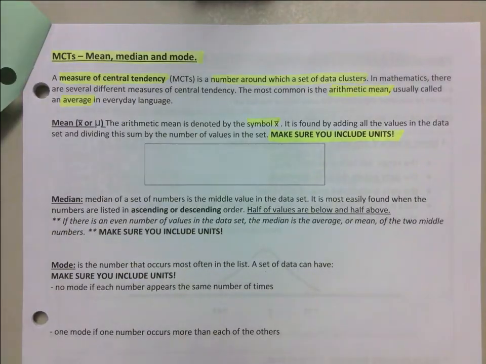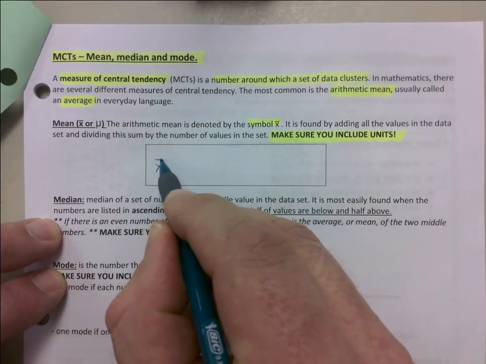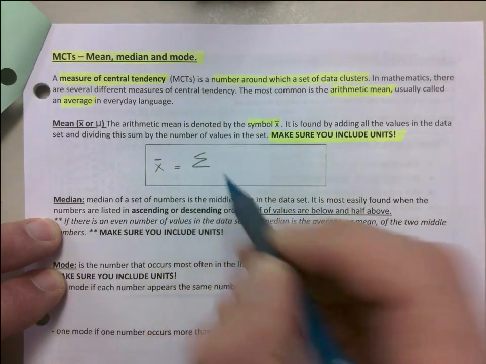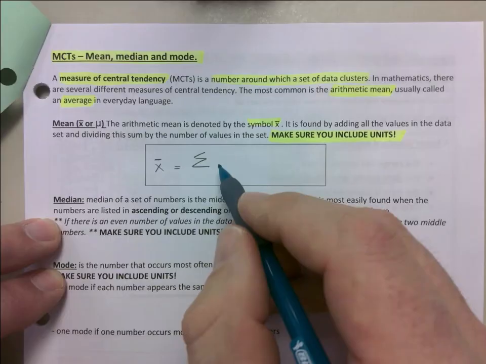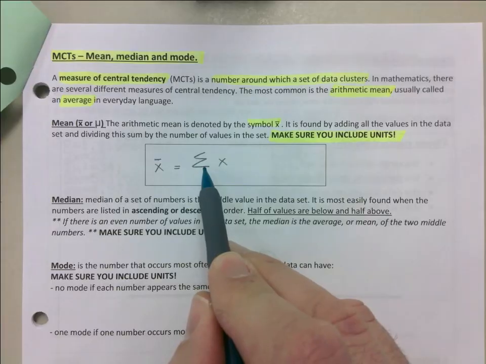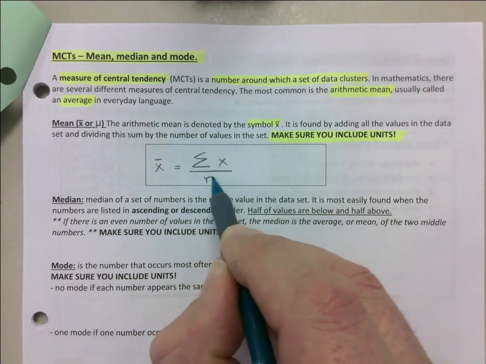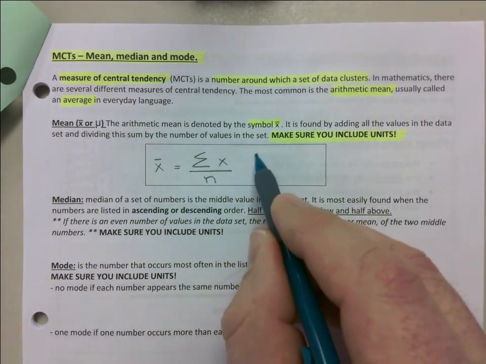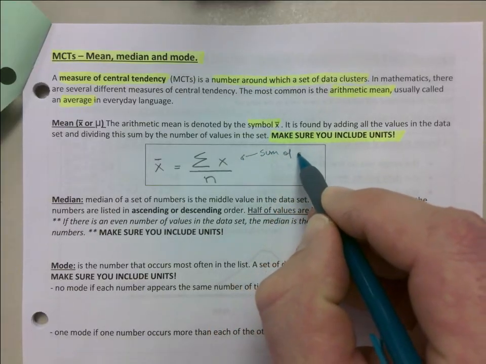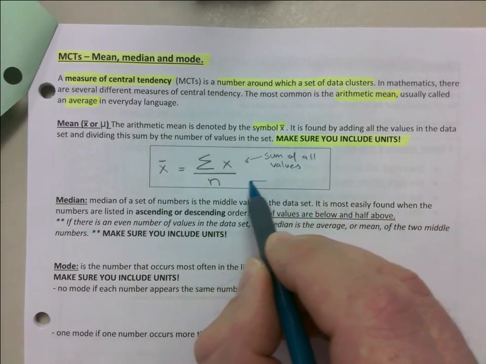Okay. So this is the official formula. X bar is capital sigma, right? Sigma is the sum. Add everything up. Then you divide it by n. So sum of all values divided by the number of values.